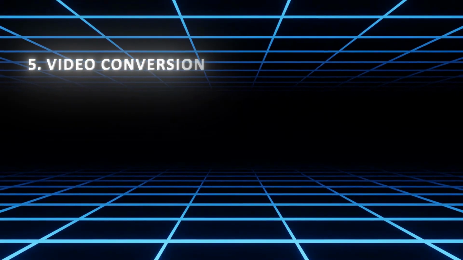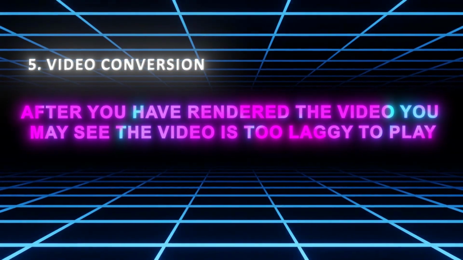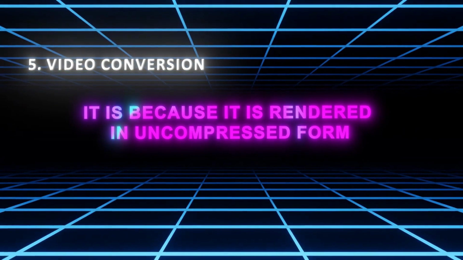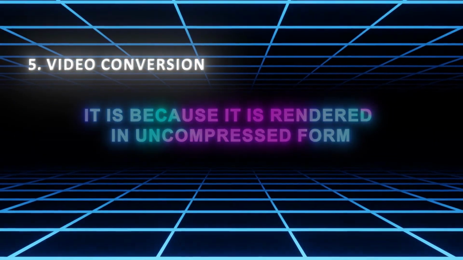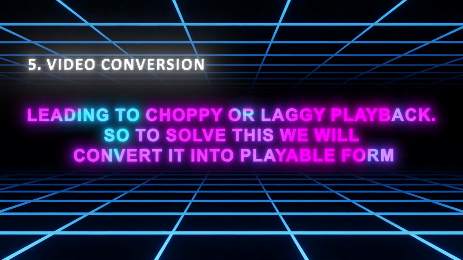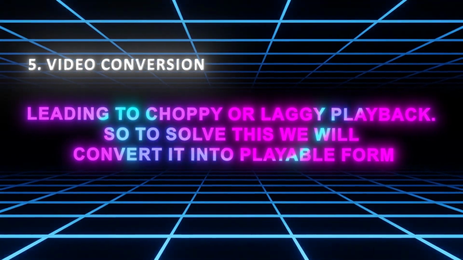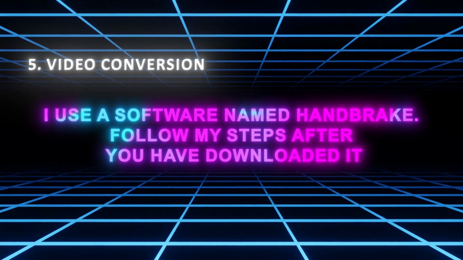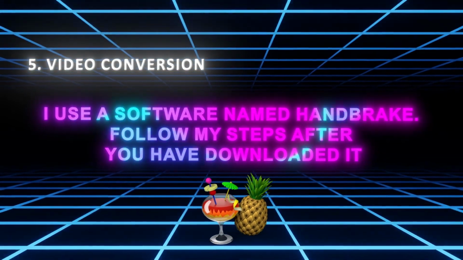Fifth, video conversion. After you have rendered the video, you may see the video is too laggy to play. It is because it is rendered in uncompressed form, leading to choppy or laggy playback. So to solve this, we will convert it into playable form. I use a software named Handbrake. Follow my steps after you have downloaded it.